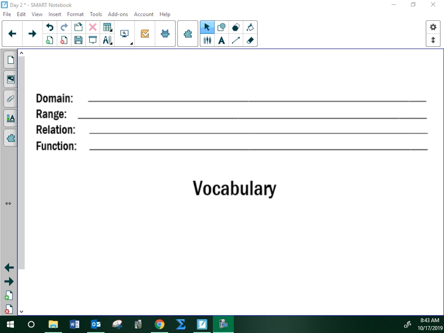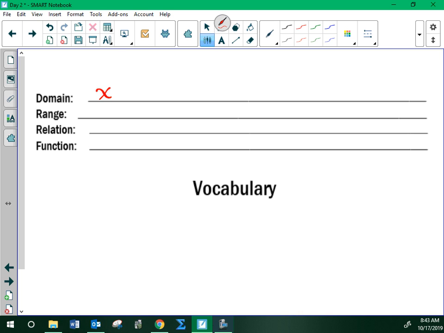On the purple, it says vocabulary. Domain is just the x values of the input. It's basically a list of all of our x values. Now, last class we were plotting individual points, so we had individual x values. Sometimes, though, we're going to be graphing a line. It's actually going to be all of our possible x values, like 2, 2.1, 2.00001.